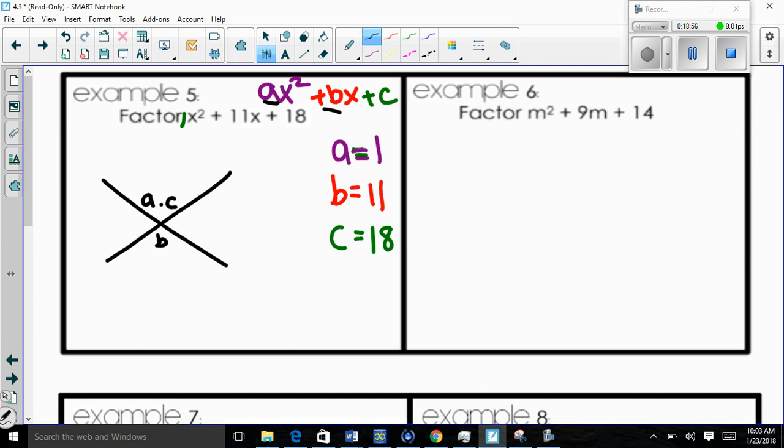Right here, figure out what is A times C. What is 1 times 18? 18. Notice today, you should only have to look at that number, that's C, because 1 times 18, that's C. So up there, you're going to put times 18. And then B, what is my B? Positive 11.